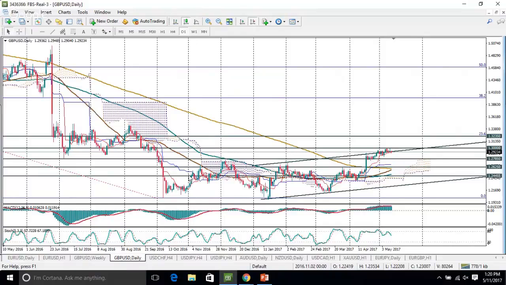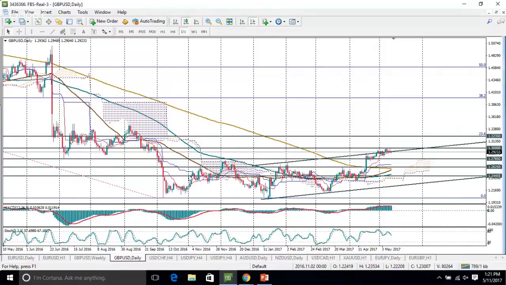So if the Bank of England doesn't sound hawkish, if Governor Carney isn't concerned with high inflation, and if only one member of the MPC votes for a rate hike, then we'll see the British pound correct to the downside, and will target levels at 1.2785. The next support will be located around 1.2625, 1.26.